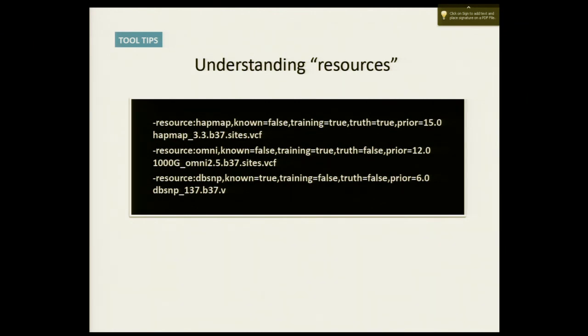The way to make this trade-off is to ask what percentage of sites that overlap the truth set have I retained in my call set. For this example, we're using only the HapMap sites as truth, so we say truth equals true for the HapMap, and the default is 99.9%. So you cut down the call set so that you've retained 99.9% of the calls that were originally in HapMap. Does everyone understand how that happens?